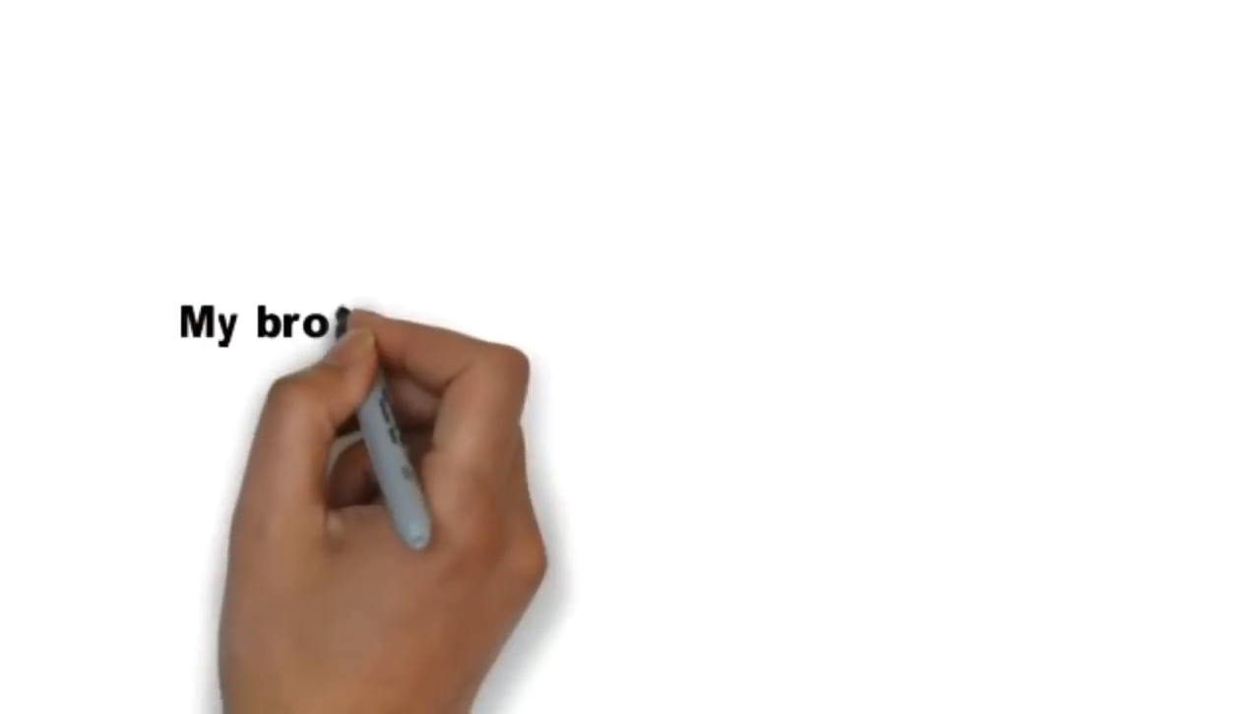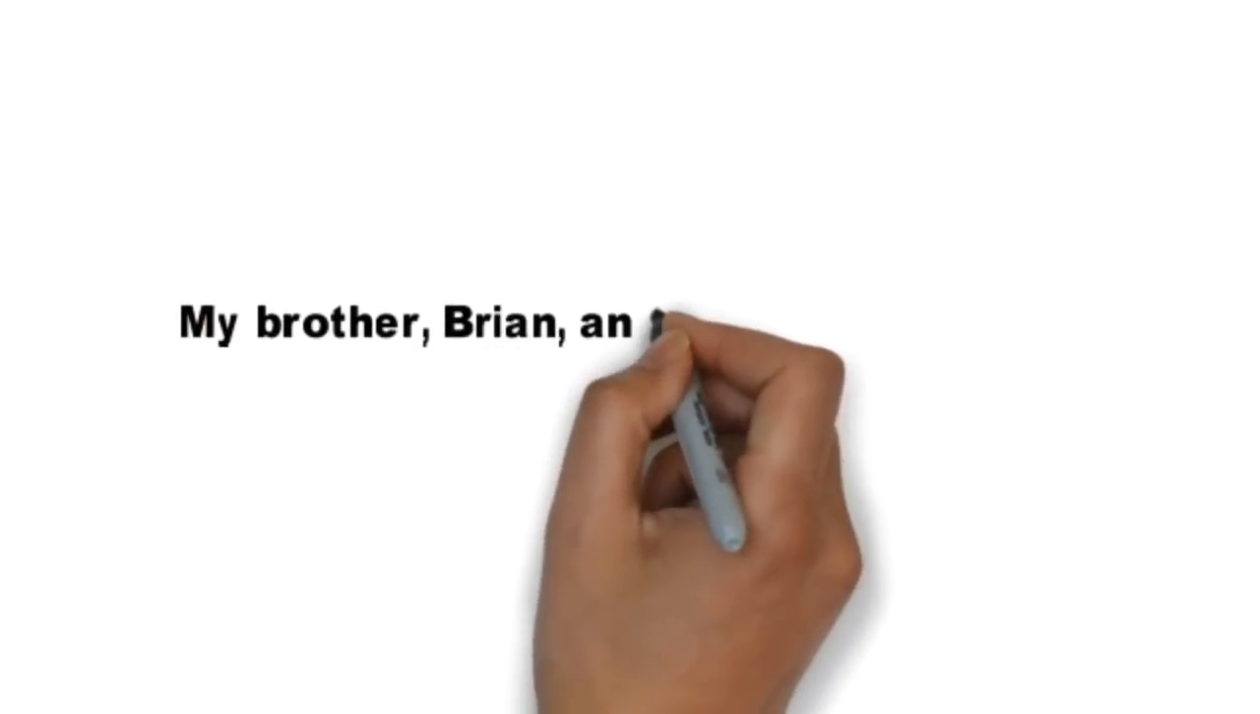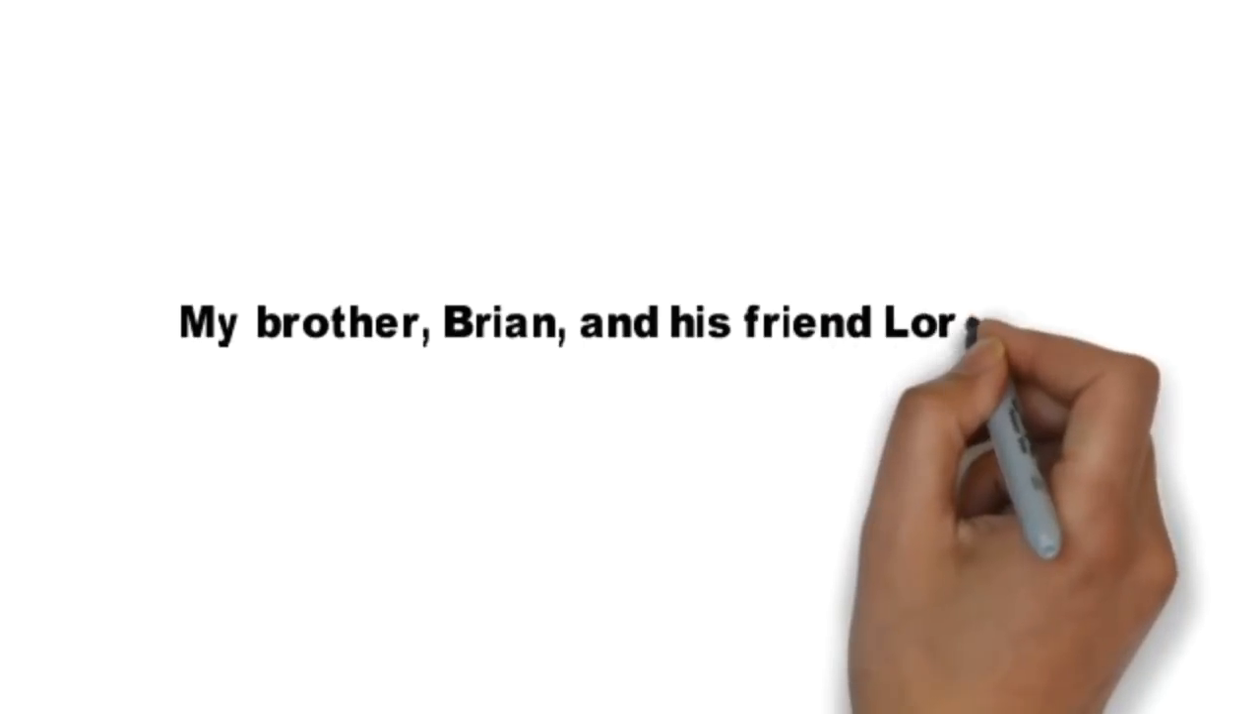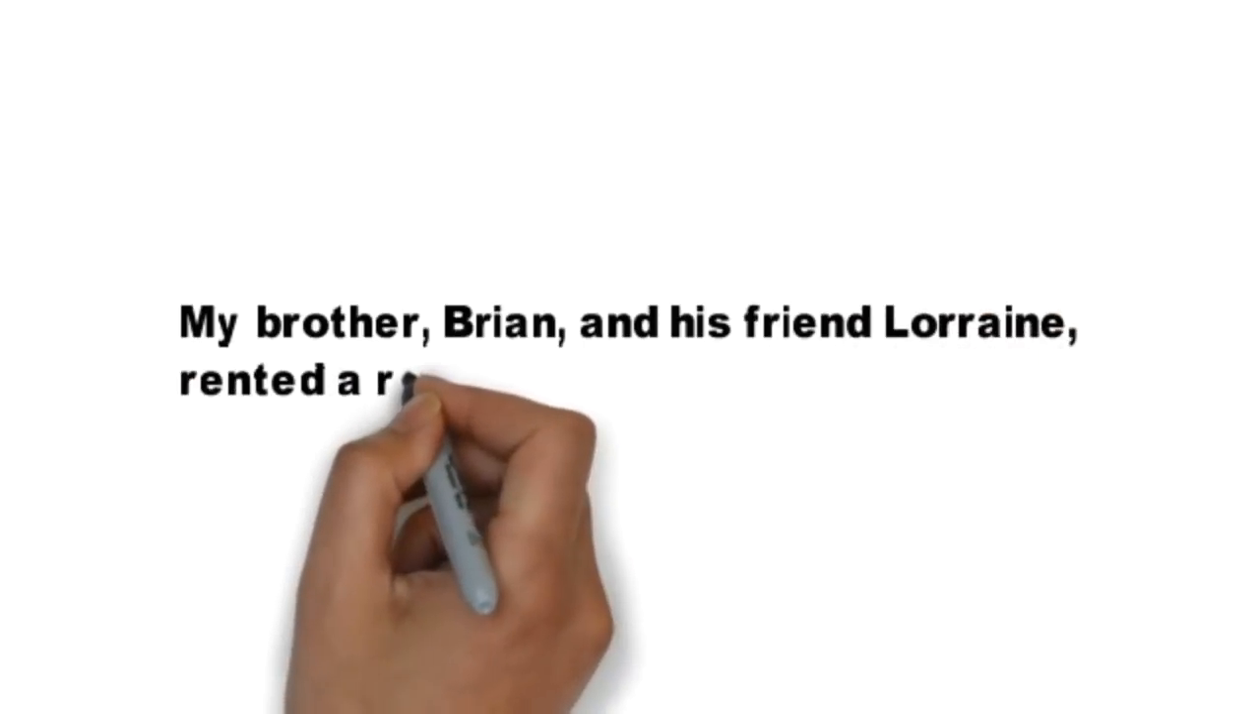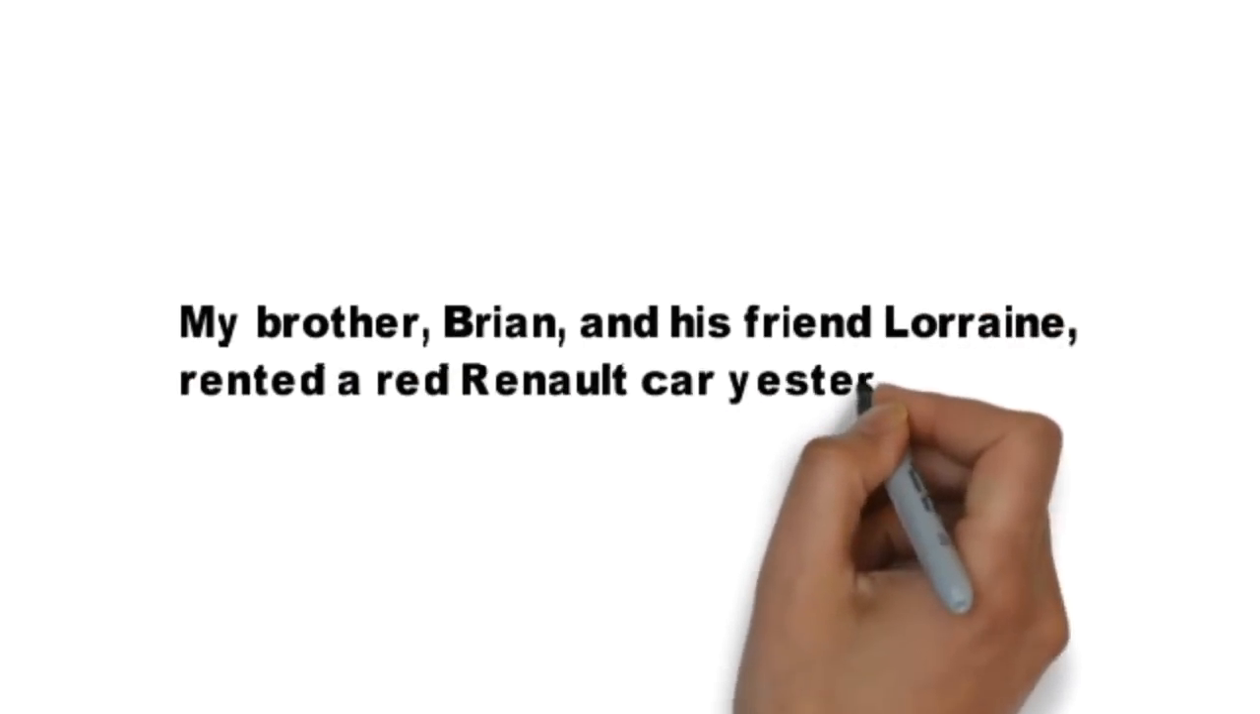The rolled r sound is made with the tip of the tongue vibrating on the roof of the mouth, whereas the softer r sound is made by making your tongue kind of U-shaped and producing a softer vibration. R. My brother Brian and his friend Lorraine rented a red Renault car yesterday.